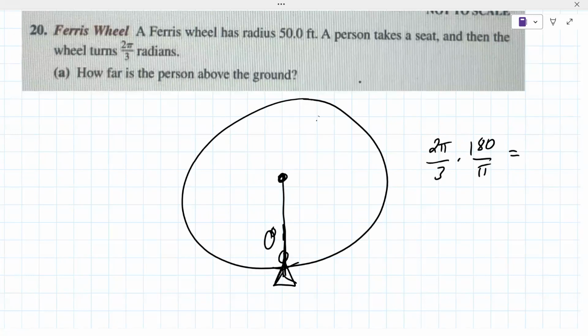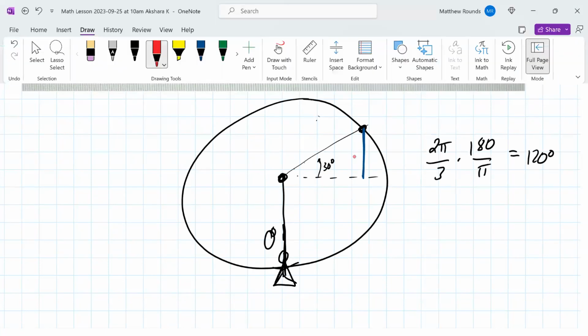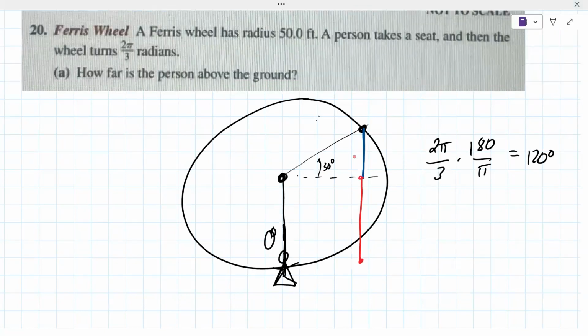Could you calculate that for us, please? 120 degrees. So this is 90. So it's somewhere there. That's 30 degrees, the whole thing. But that's where you are. You're right there. Now you could memorize the unit circle, but here's what we want. We want this distance, and then we also want the red here, which is the same as the radius.